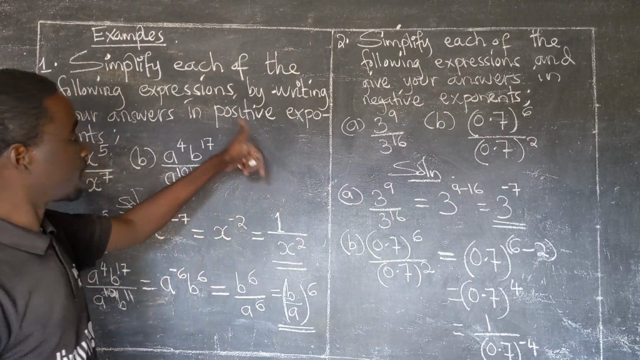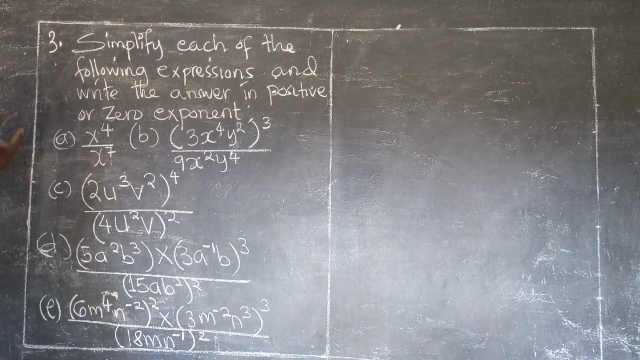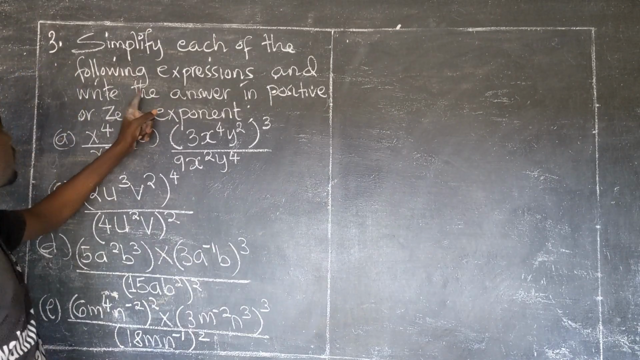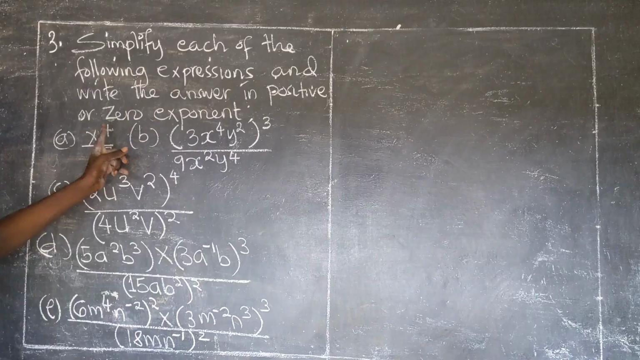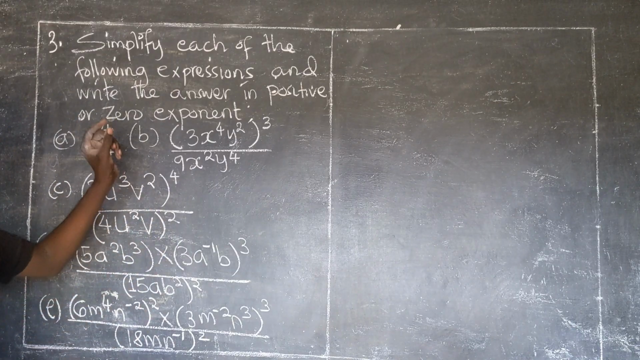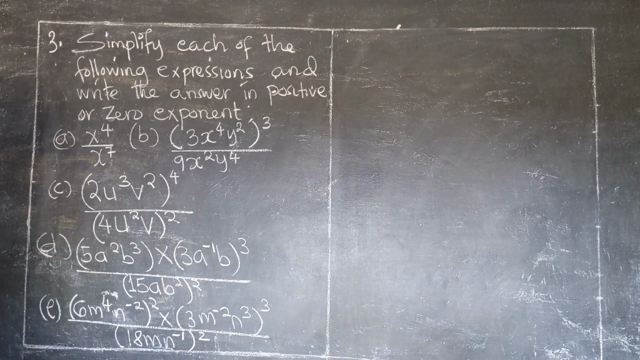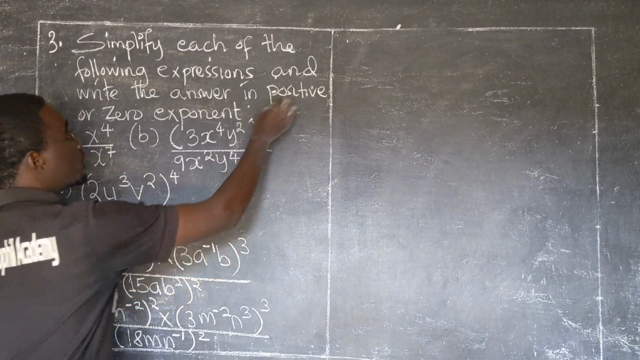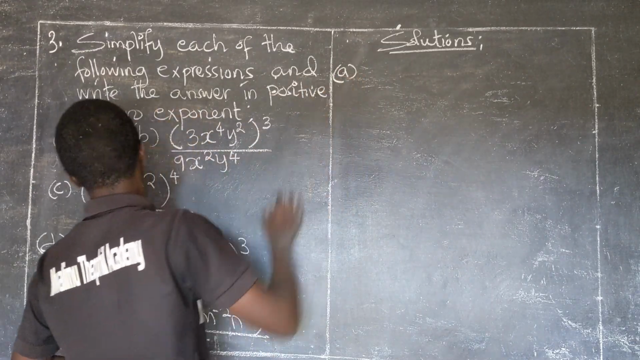After the second example, we go to a third example. This is the third example. Simplify each of the following expressions and write the answer in positive or 0 exponent. So the final answer should be written in 0 exponent or positive exponent. Now let's see the solution for each. Let us start with A.